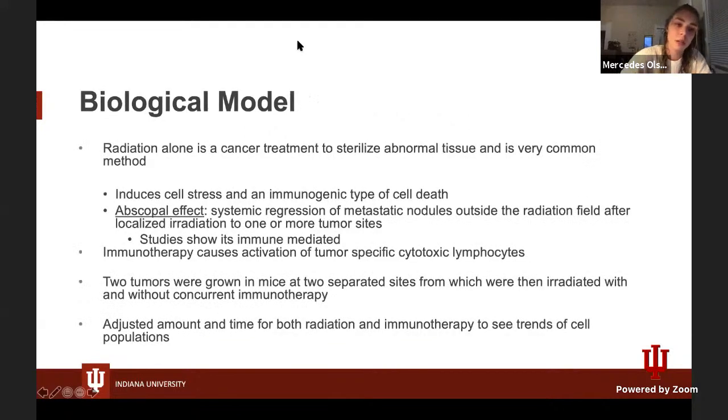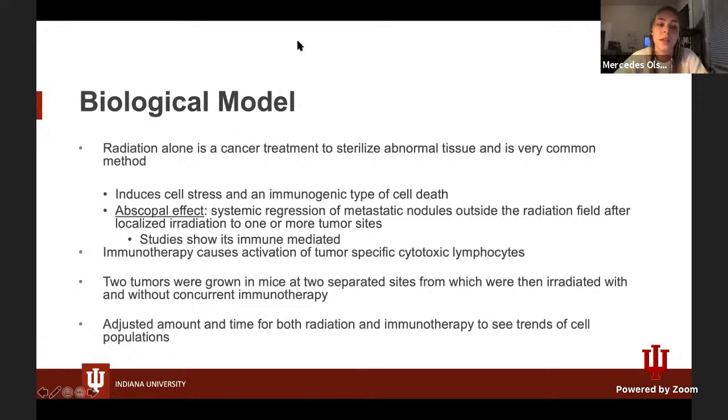So the biological model is that, like I said earlier, radiation alone is a treatment that can get rid of abnormal tissue, and it's a very common method. It can also induce stress of the immunogenic type of cell death, which causes the abscopal effect, which is a systematic regression of metastatic nodules outside the radiation field after a localized irradiation to one or more tumor sites. And studies have shown that it's immune mediated.